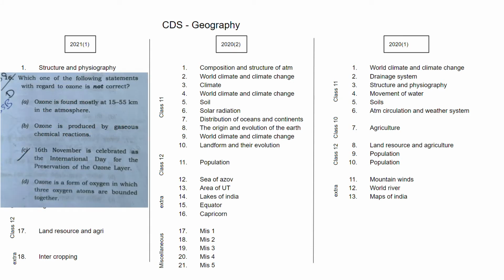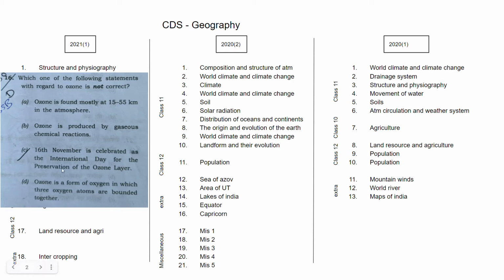Starting with question number 1, composition and structure of atmosphere. This is a question from there. Which of the following statements with regard to ozone is not correct? Now here are the statements about ozone. I already mentioned where you will find the ozone layer.